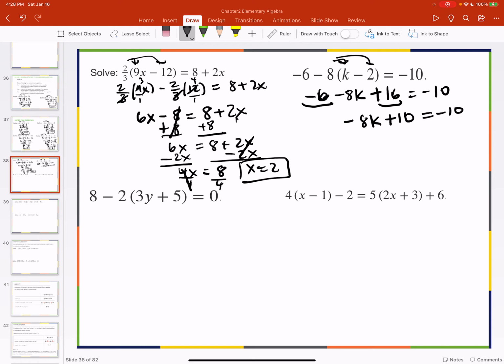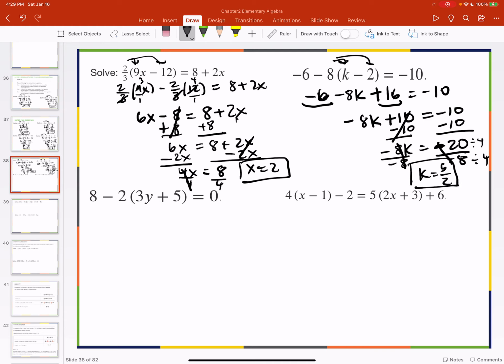So then we're going to subtract 10 from both sides, okay, to get rid of that. And that's going to be here. That's going to cancel. We're going to get negative 8k is equal to negative 20. Okay, divide both sides by negative 8. That's going to turn this into a positive number, and these are both divisible by 4. Right, so we get k is equal to 5/2.